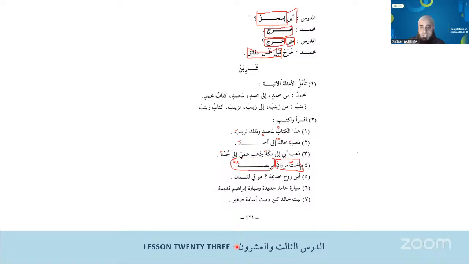And the previous sentence, ذهب is فعل, أبي is فاعل, مضاف إليه my father, إلى مكة is متعلق to ذهب, and that's the same thing with ذهب عمي إلى جدة.